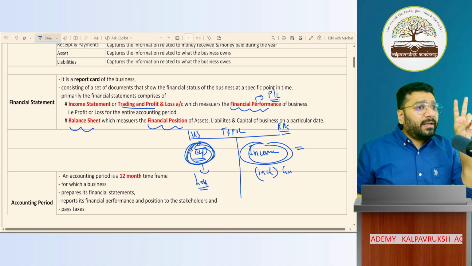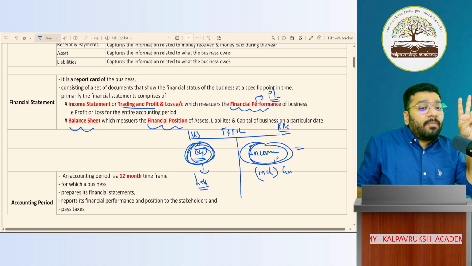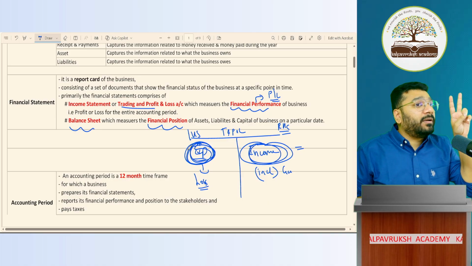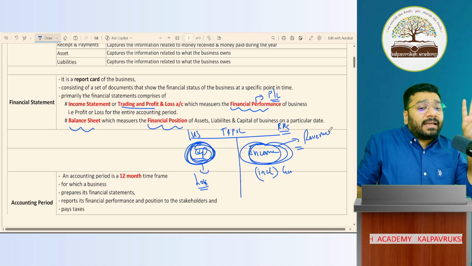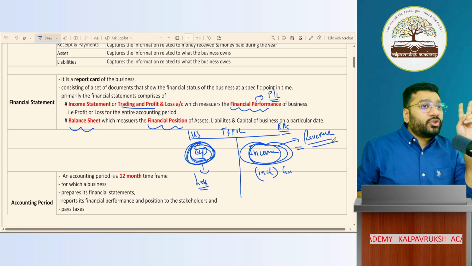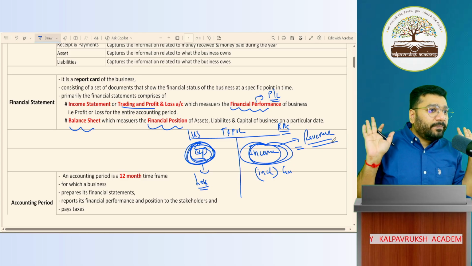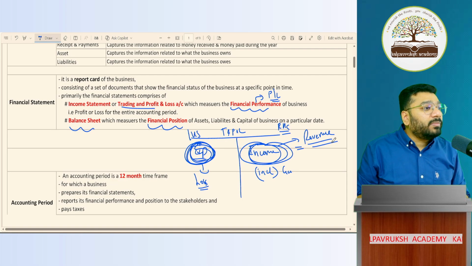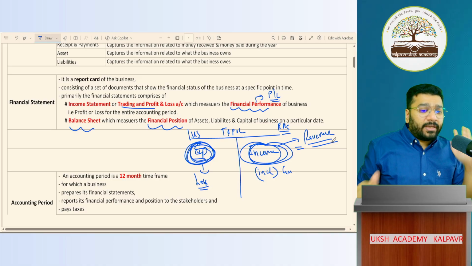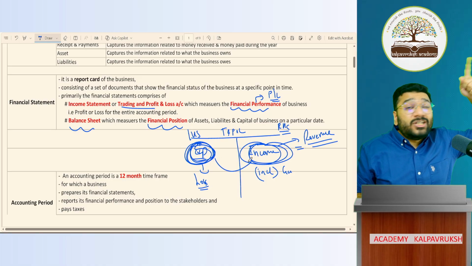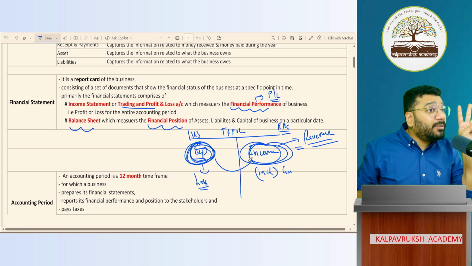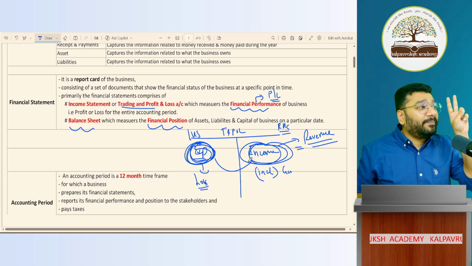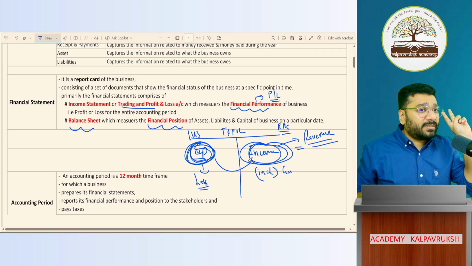So in trading and P&L account, two components are recorded: the income component and the expenditure component. Income at times is also called revenue. So if I tell you revenue and expenses, you will not get confused. Income's another name is revenue. These are the two items captured in the trading and profit and loss account: income and expenses.